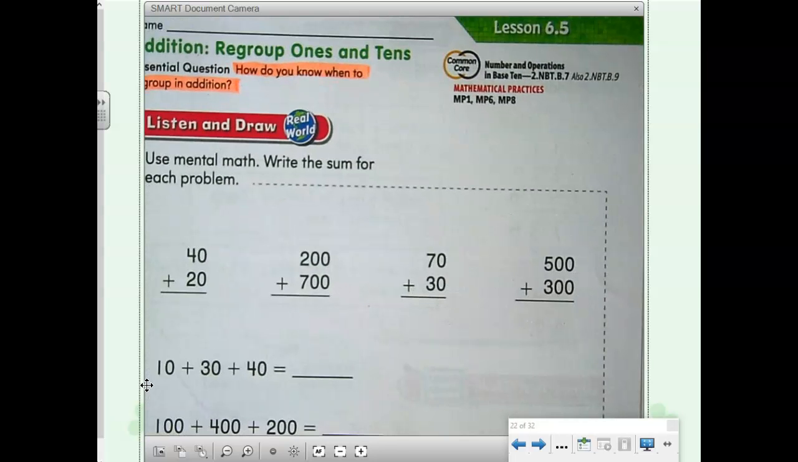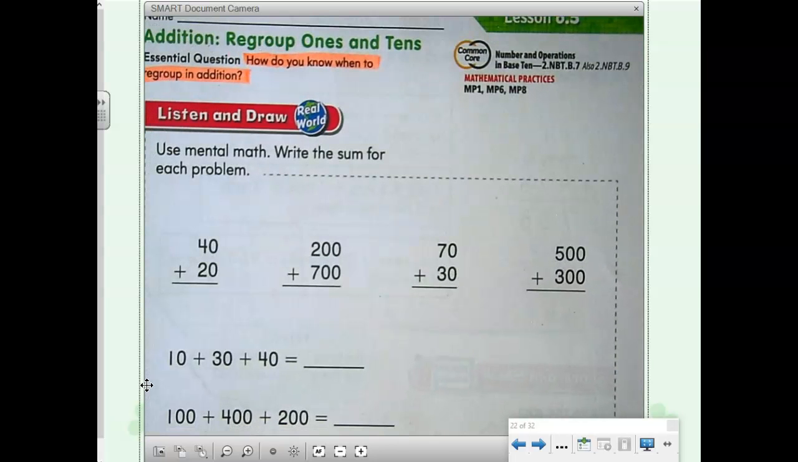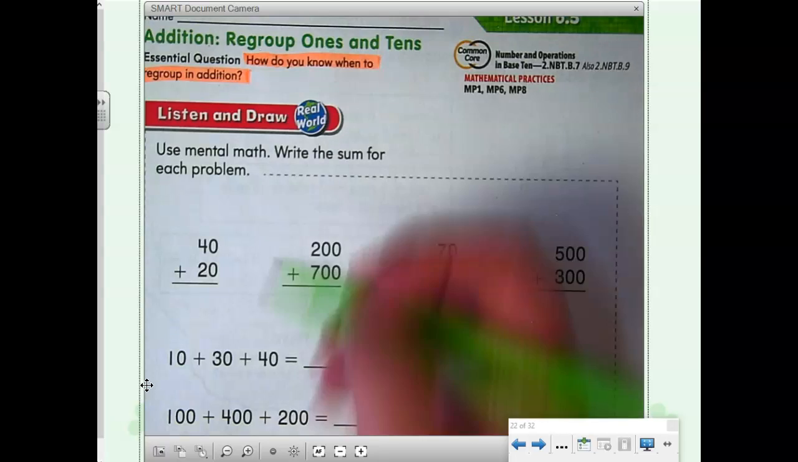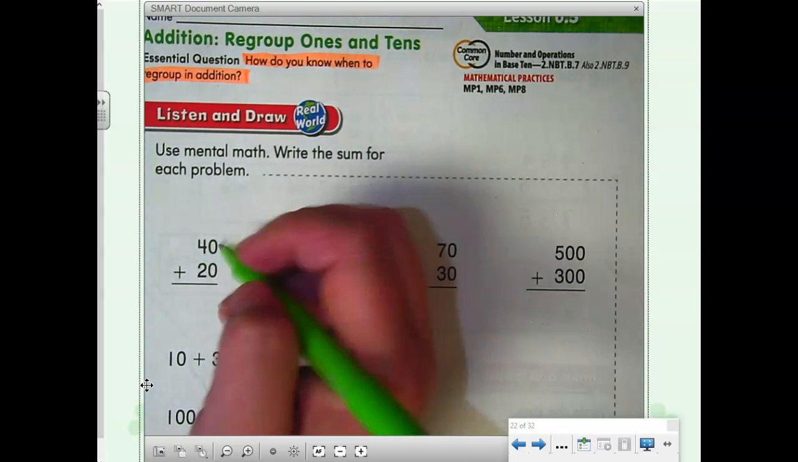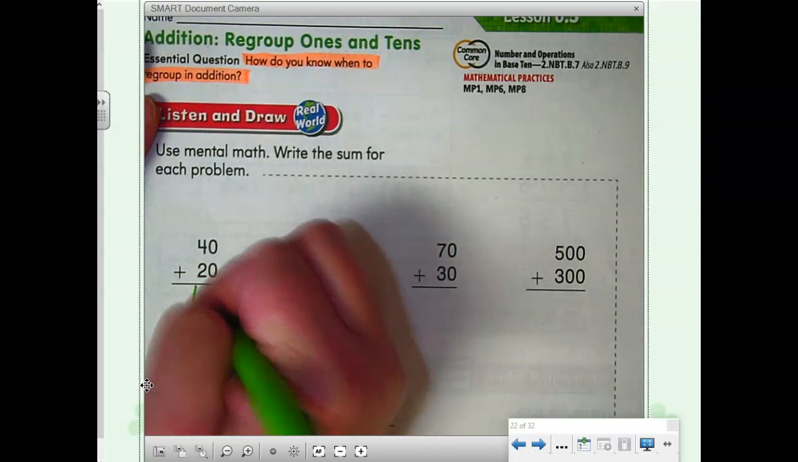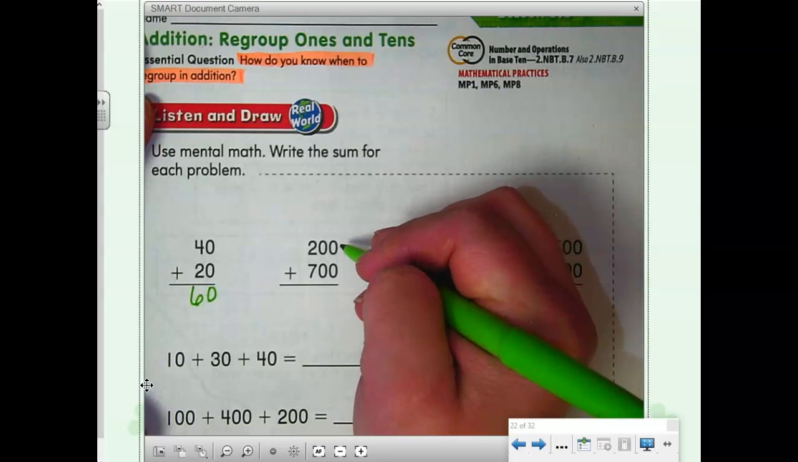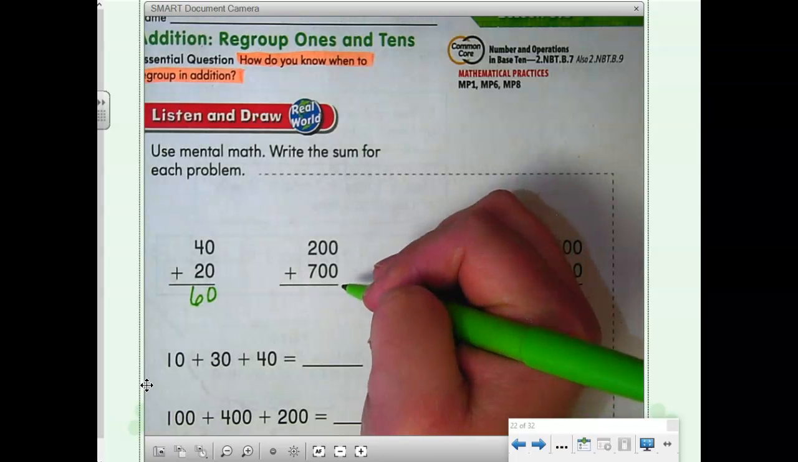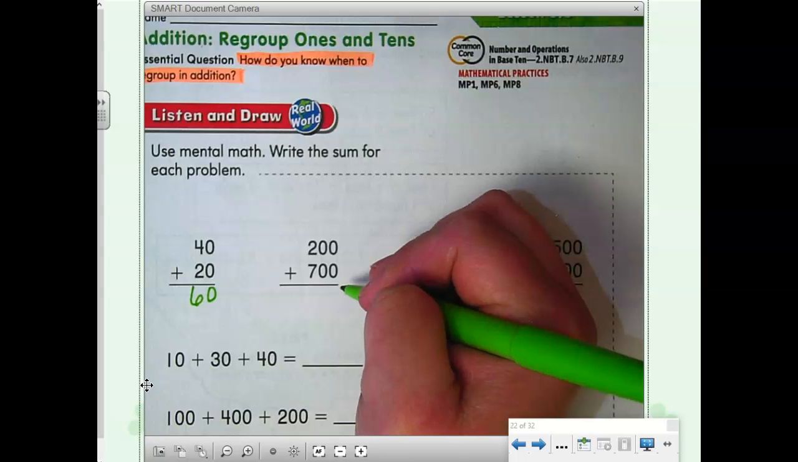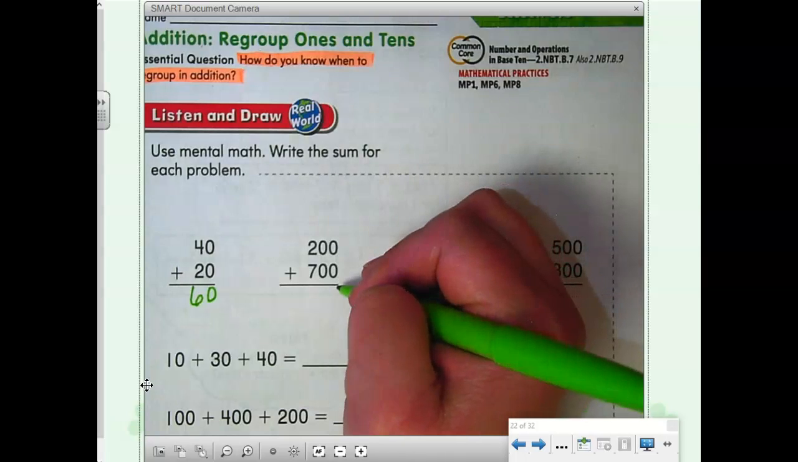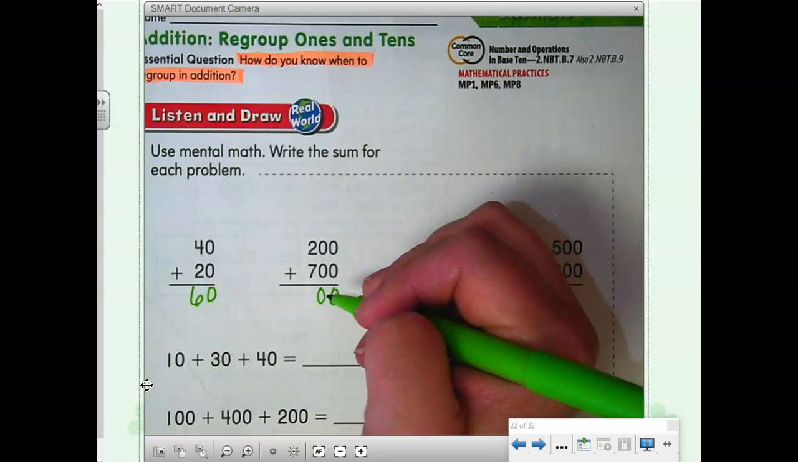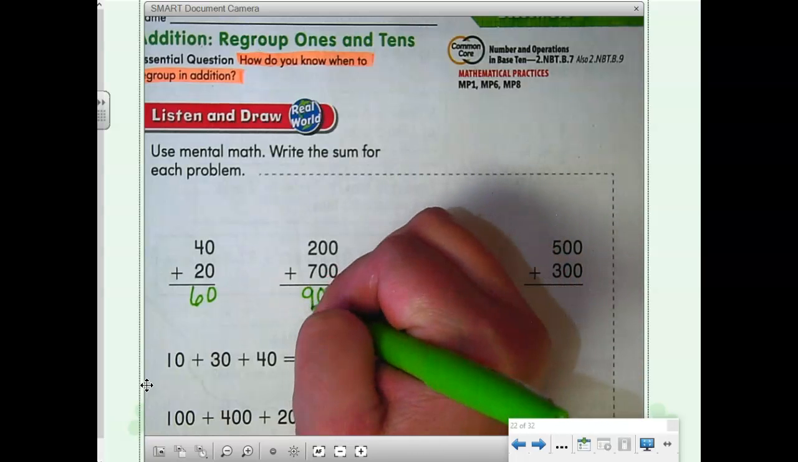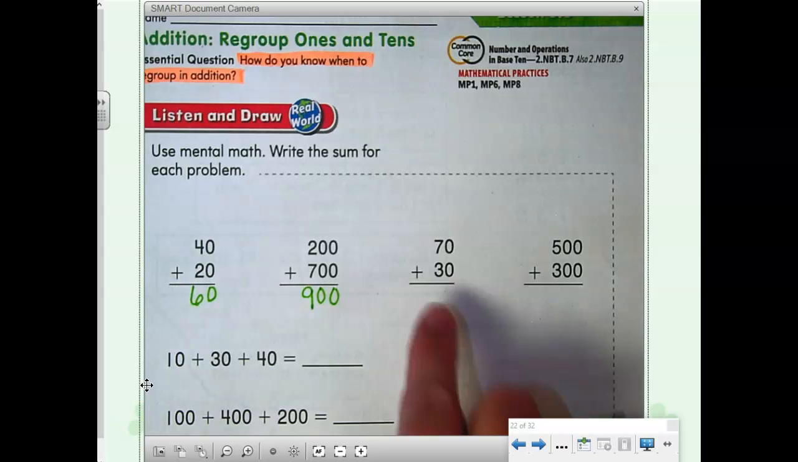All right, 40 plus 20. How could I add that quickly? All right, it's like counting by 10 two more times. So 40, 50, 60. All right, 200 plus 700. How could we figure it out? All right, you could count on by hundreds. What if we just quickly went down the hundreds? What's 2 plus 7? 9. All right, quickly do these.